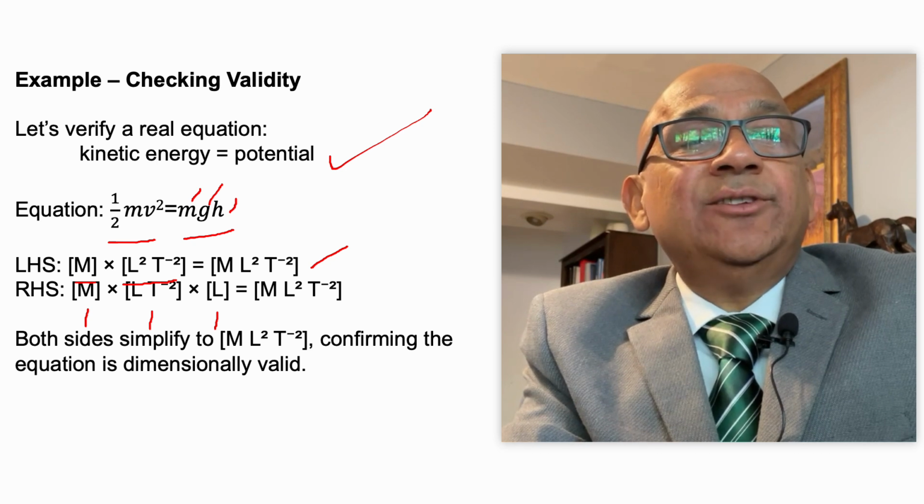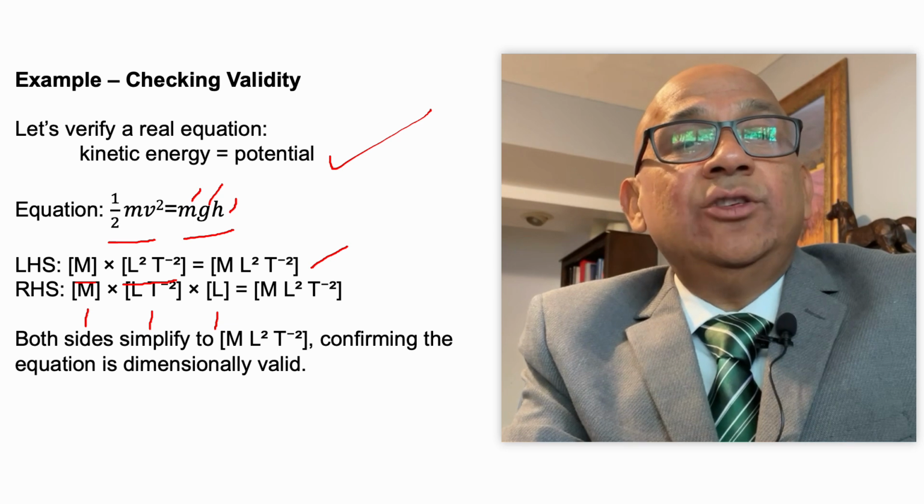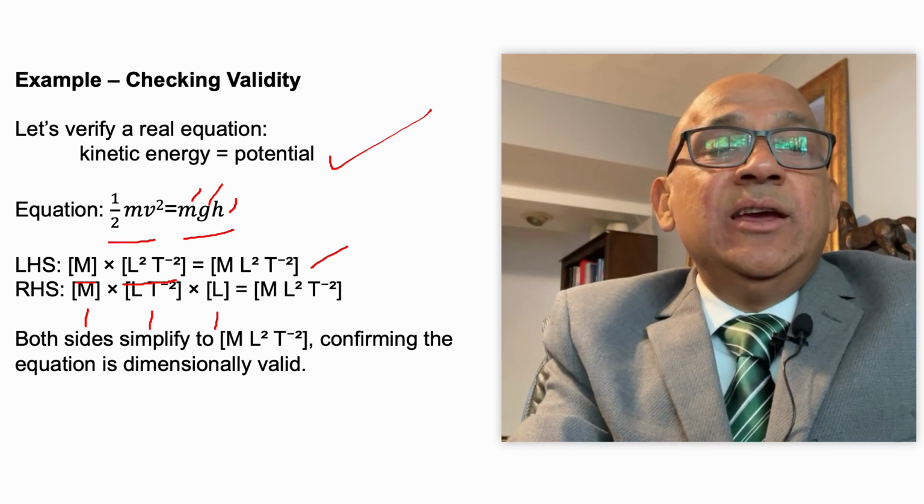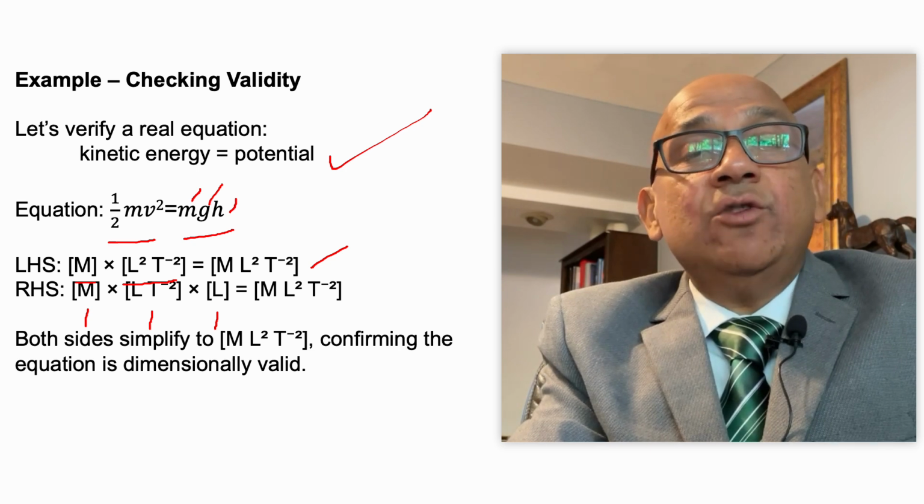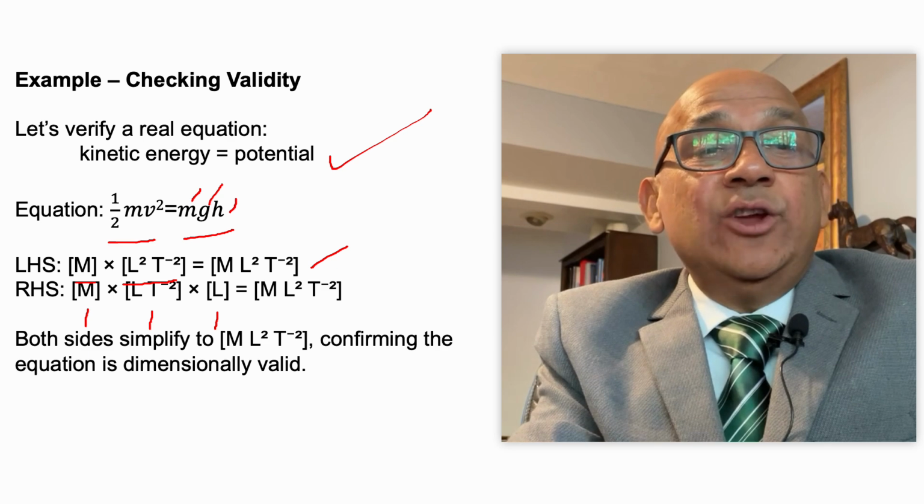So both sides simplify to M L squared T to the power minus 2. This confirms that the equation is dimensionally valid. In this way, you can check any equation and verify whether that equation is correct.